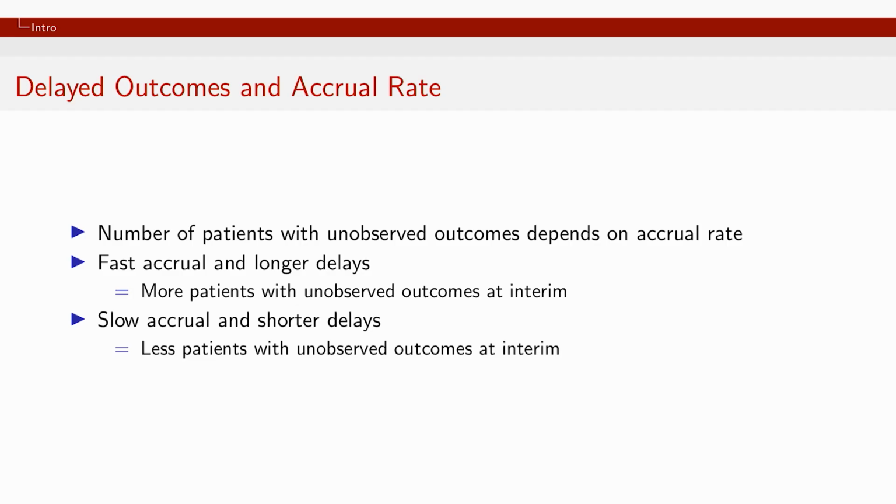It's too late. On the other hand, if you have very slow accrual and shorter delays in the time from randomization to the time of the primary outcome assessment, then that's going to translate to fewer patients with unobserved outcomes at the interim and essentially more information by which you can perform adaptations.